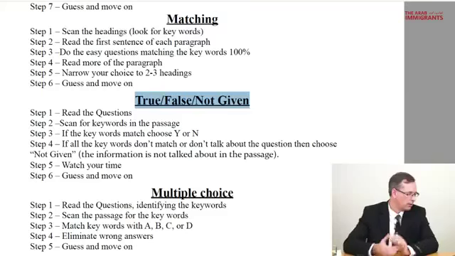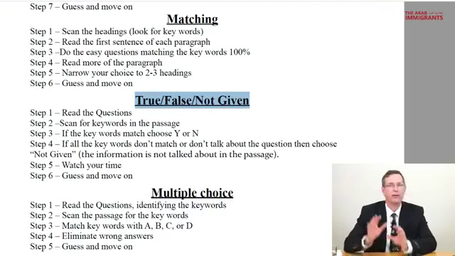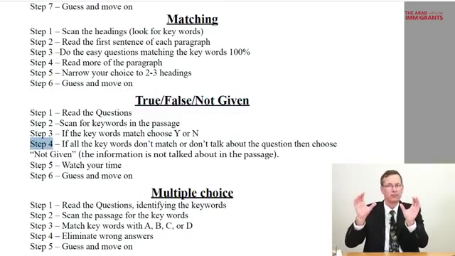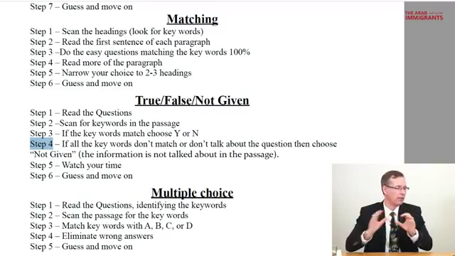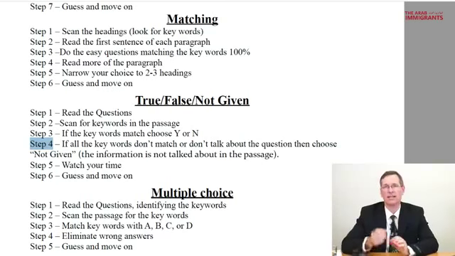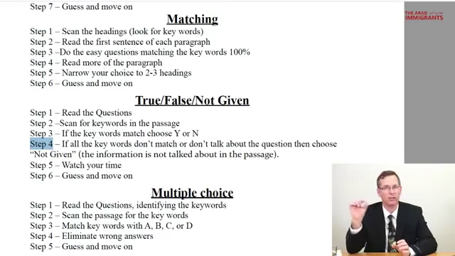What's tricky or more difficult is when it says not given. So if you look as we go through here, if I look at step 4, if your keywords are not all matching, so usually there's 2 or 3 keywords in the question, there's 2 or 3 keywords in the passage. If they don't all match exactly, then I'm going to choose not given, because that means that all of the information is not given to me. It's missing from the passage.